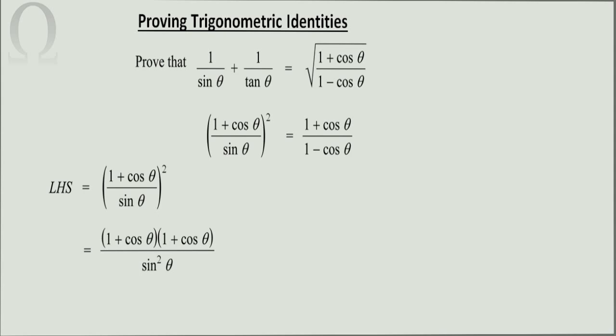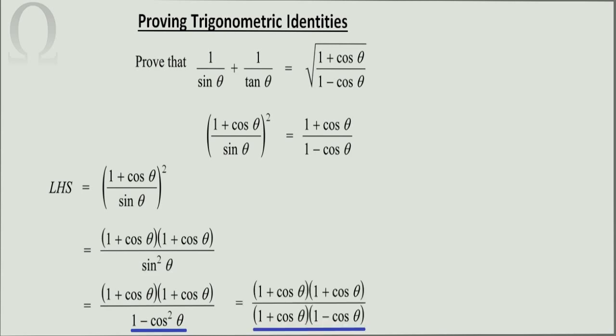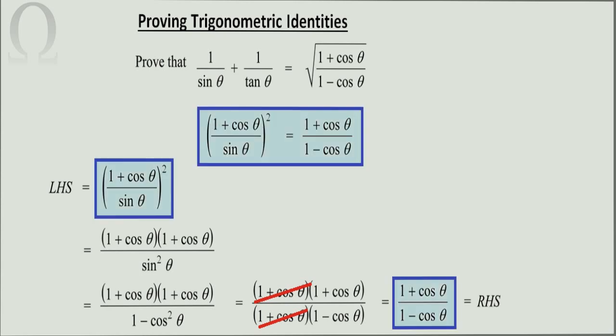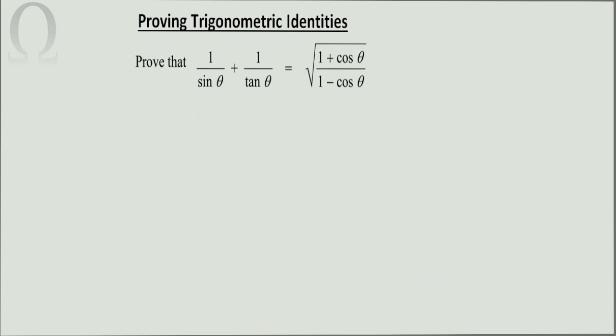Sine squared theta plus cos squared theta equals 1. Thus, we can express sine squared theta as 1 minus cos squared theta. We can factorize 1 minus cos squared theta as 1 plus cos theta times 1 minus cos theta. And now we are able to cancel identical brackets, leaving us with 1 plus cos theta over 1 minus cos theta, which equals the right-hand side. Again, there isn't only one way to manipulate a problem.